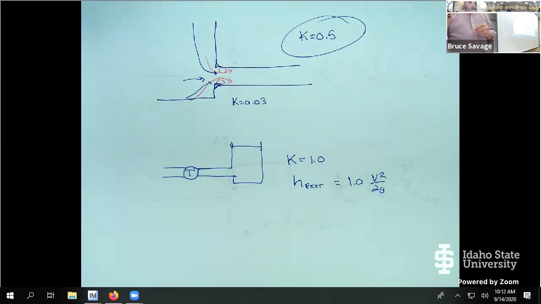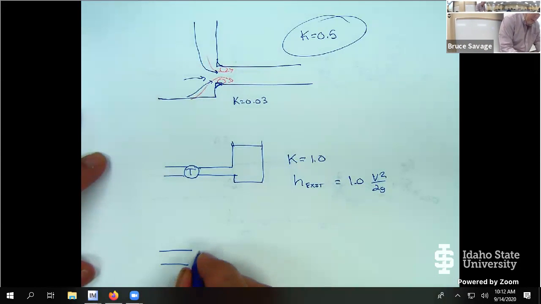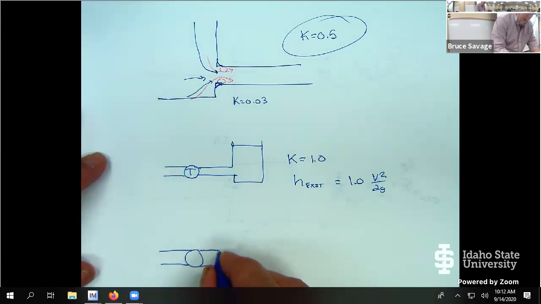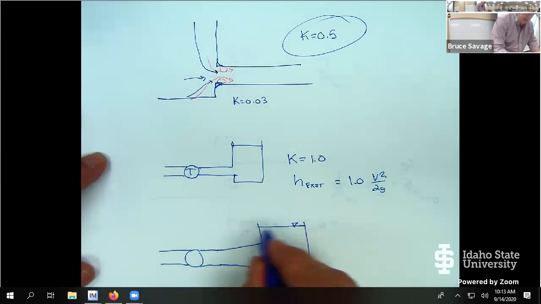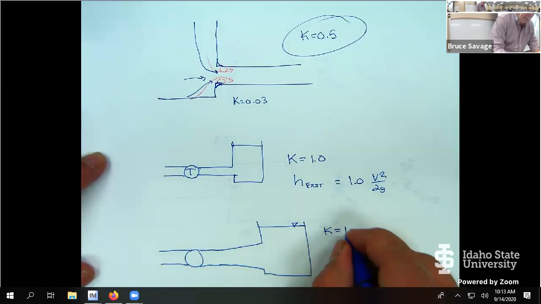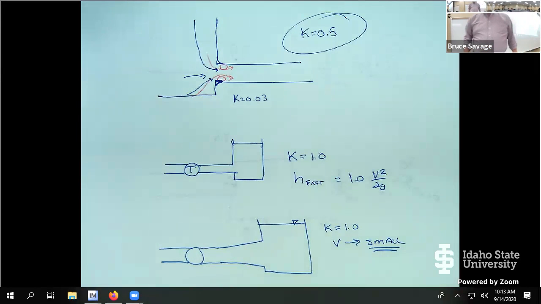But if we put in an expansion, so if we come in here and we say, okay, here's our turbine, and now we're going to come out here and we're going to put in an expansion into our tank. Guess what? K is still equal to 1, but V is small. Therefore, the velocity head is small. Therefore, the loss at the exit is small. So really, it's kind of the same concept.